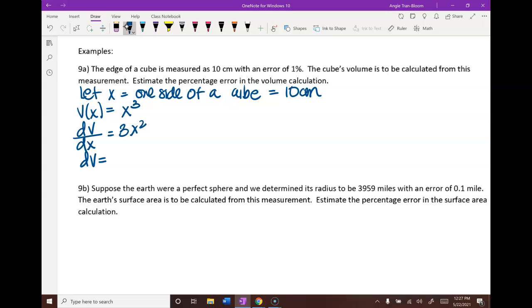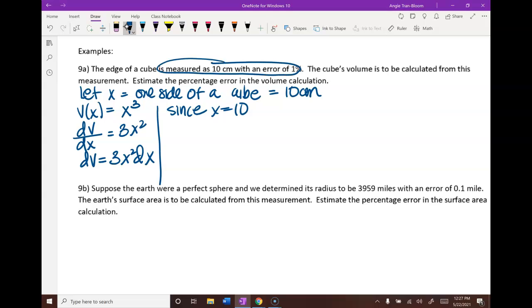dV represents just the change in volume, so we're going to cross multiply. So now we have 3x squared times dx. This is the change in volume with respect to x. Well, since x is 10, and remember, it says here the measurement has a 1% error, that means the change in x, which is the change in the measurement of one side, is going to be 1% of x. Well, 1% is 0.01 times 10. So as you can see, the measurement has an error of 0.1 of a centimeter.